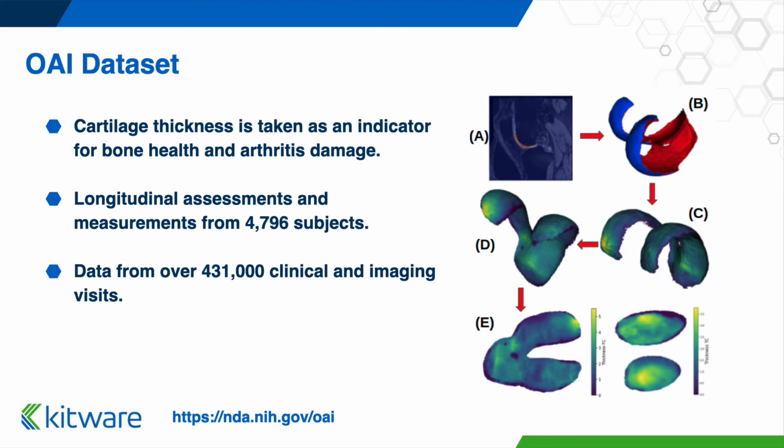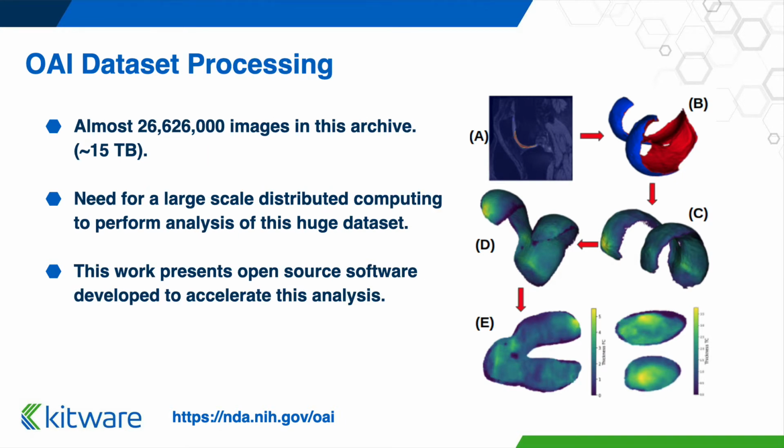Osteoarthritis is the most common form of arthritis, which most commonly affects joints in hands, knees, hips, and spine. To quantify osteoarthritis progression, cartilage thickness is computed, which is taken as an indicator for bone health and arthritis damage. The software performs analysis of the knee MRI images present in the OAI dataset taken from around 4,800 patients. The osteoarthritis initiative is a massive dataset of around 15 terabytes.